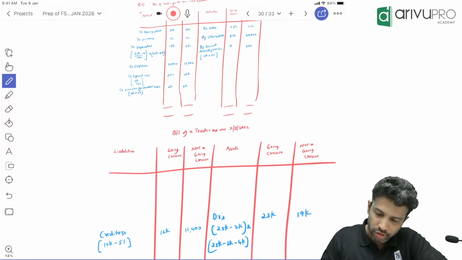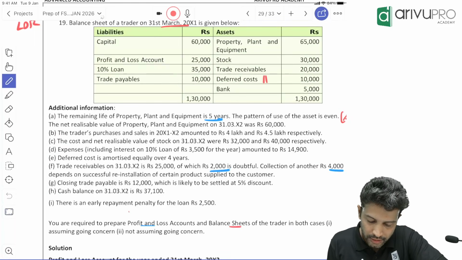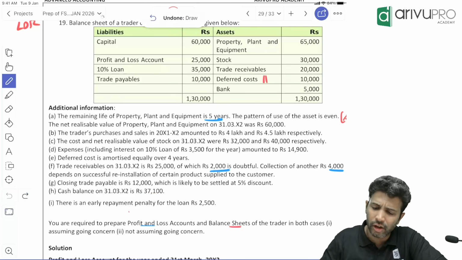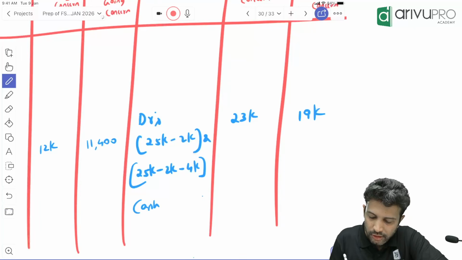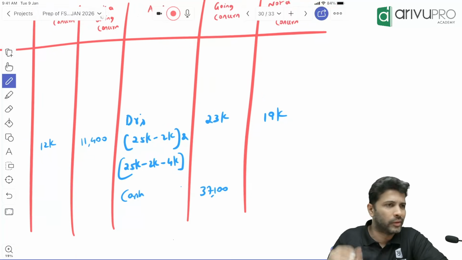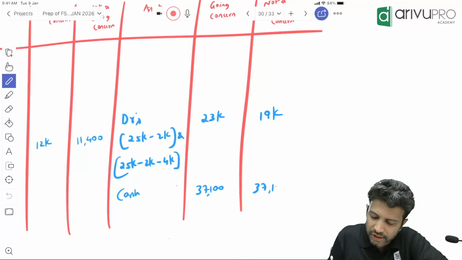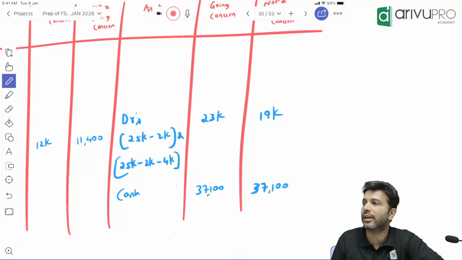So the balance sheet also we have updated. Next, what is there? Cash balance. Cash will come in the balance sheet only. So directly go to the balance sheet and write cash balance. How much is that? This is the cash available, no? Whether it is a going concern or not a going concern, this much cash you do have, right? So 37,700, the same under both the cases.